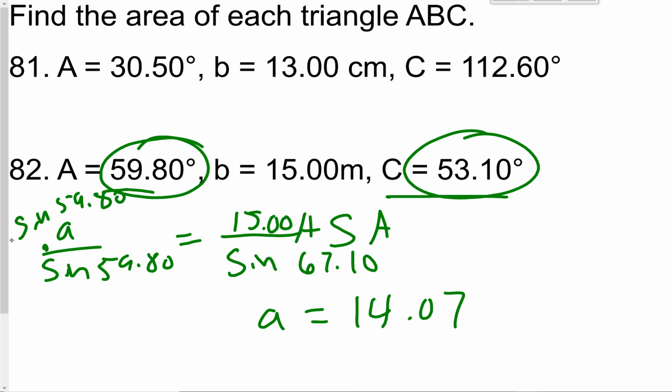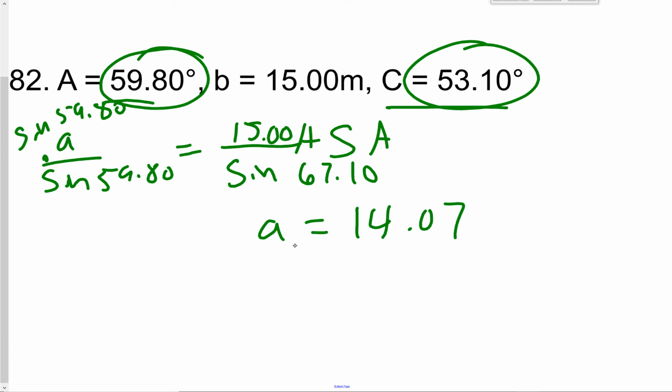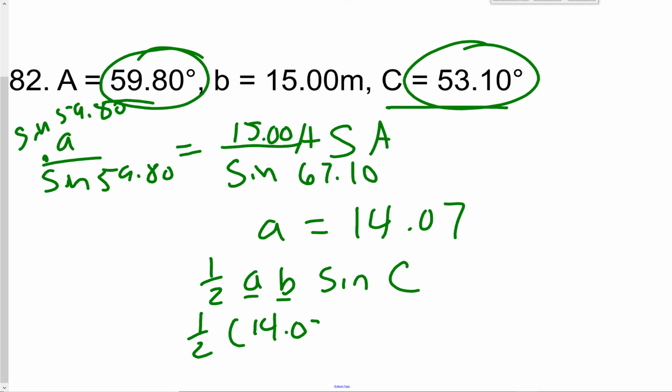Now I can do my area formula. Because I solved for a, that means that I have A, I have B, and now my angle would be using C. Because whatever two sides you have, the other side that's missing, its angle. And then 1/2 of that. So that's 1/2 times 14.07 times 15 times sine of 53.10.